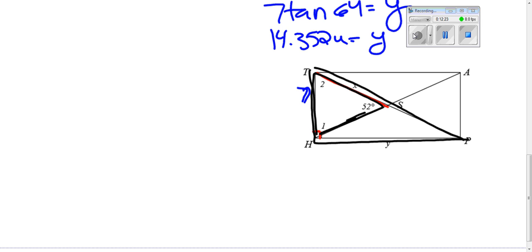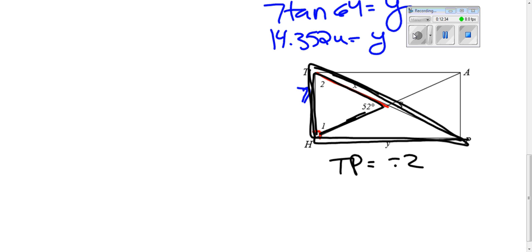is to use this whole triangle, find the length of TP, which is that entire diagonal, and then do what to it? Divide it by 2, because x is the length of TS. It's 1/2 of the entire diagonal. So remember, the diagonals in a rectangle are congruent and they bisect each other. So I can find the whole diagonal and cut it in half.